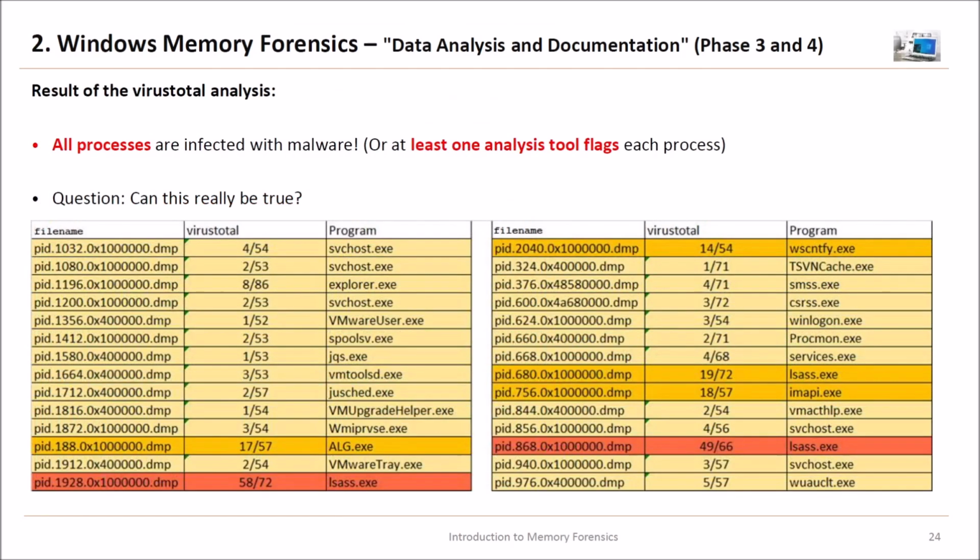And the result of the VirusTotal analysis is I analyzed all processes, and all processes are infected with malware, or at least one analysis tool flags each of the processes. And our two suspicious processes especially were flagged many times by different antivirus software. We have 58 of 72 VirusTotal analyses flagging this lss.exe file, and here we have 49 of 66 of these lss.exe files. But can this really be true? Are all processes and all files behind the processes on the hard drive infected by malware?